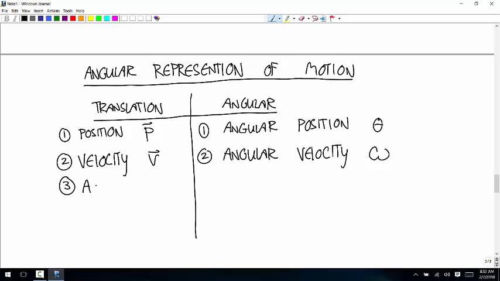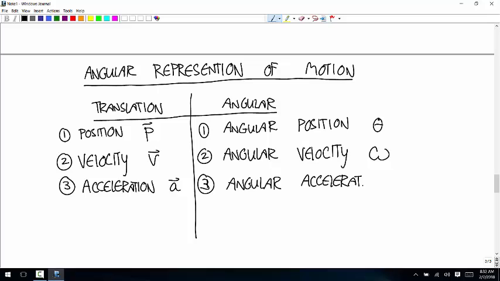The third one in translation is acceleration, the a vector. For angular, it's the angular acceleration, and we'll call that one lowercase alpha.